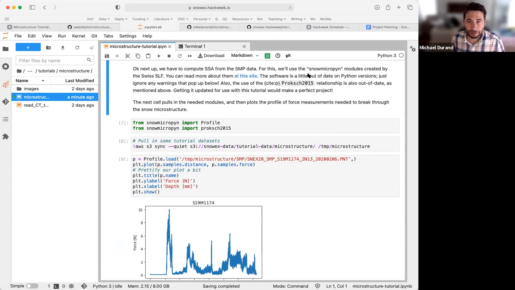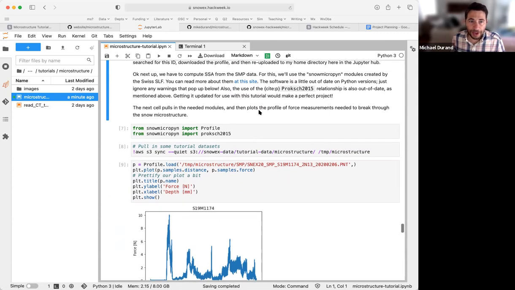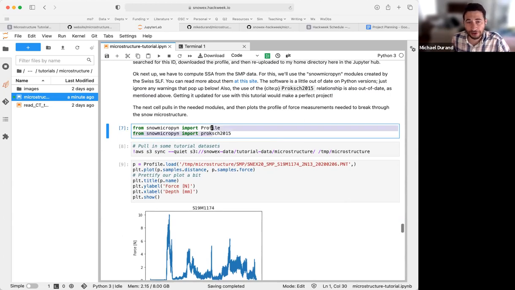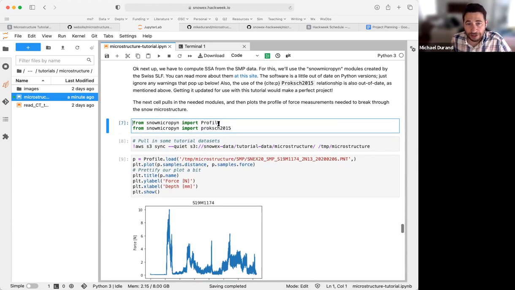There are some issues where things are a little out of date on Python versions, as it hasn't been updated in the last few years. And there's a big caveat I need to mention: this tutorial uses the Proksch 2015 paper, Martin Proksch 2015, to relate SSA to the force. As it turns out, a paper came out last year that shows this is not truly applicable to the version of SMP that was used. I've got some comments on that later.